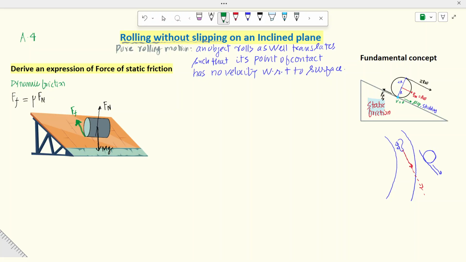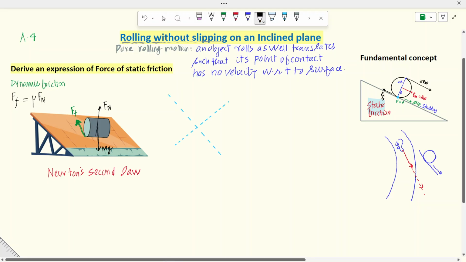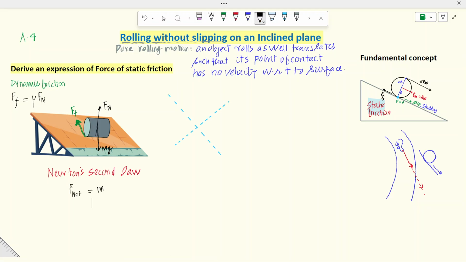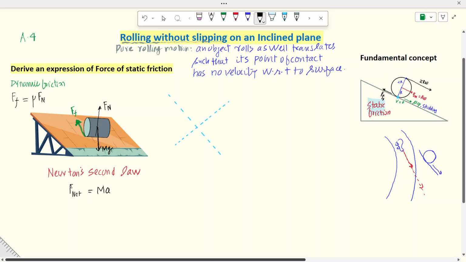So we have to apply not only the torque concept but also Newton's laws of motion. Let us start with Newton's law of motion. Newton's second law says that F net equals ma. Now, what is the resultant force?